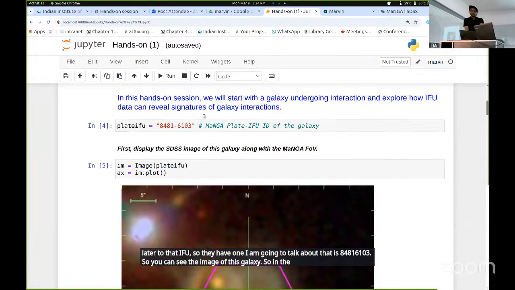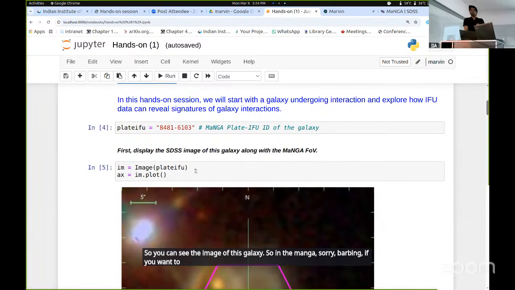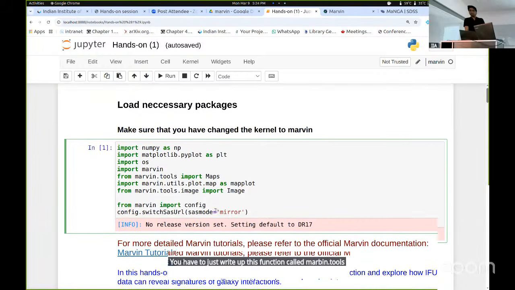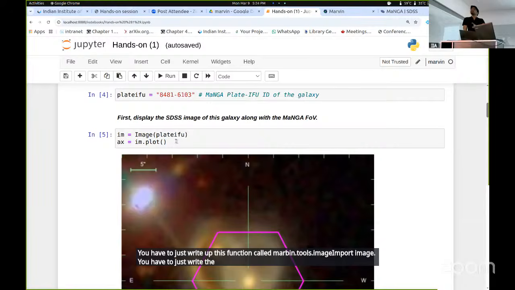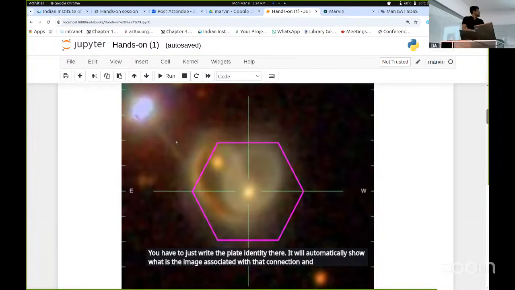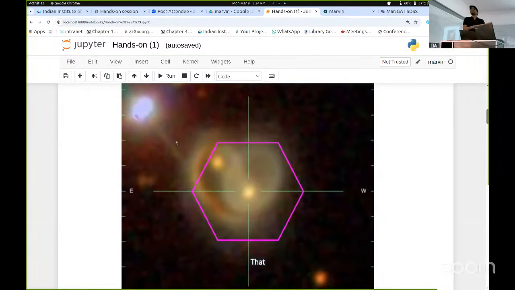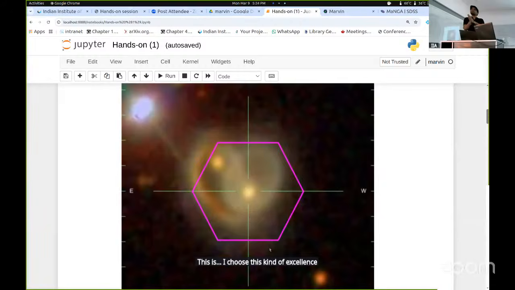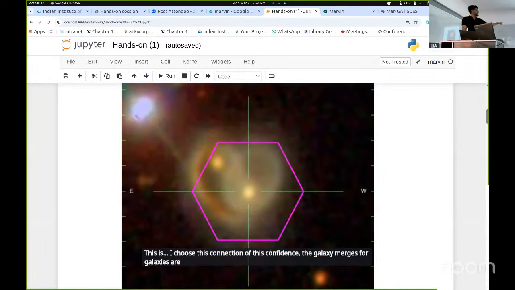In Marvin, if you want to display an SDSS image, you just write from marvin.tools.image import Image. You just write the plate IFU there. It will automatically show the image associated with that galaxy and its field of view. That magenta color is the field of view of MaNGA, which is different for different fiber bundles. MaNGA has 5 fiber bundle sizes, and for each they have a different field of view. You can see that there are two galaxies there, which have two different nuclei. I chose this galaxy because it is a galaxy merger: two galaxies are merging with each other. You can see it here.